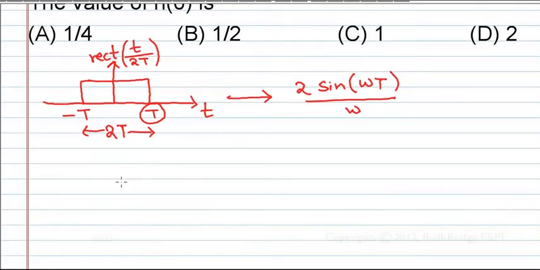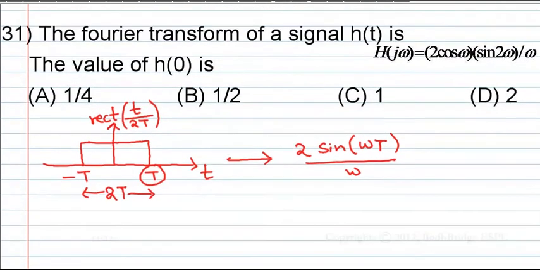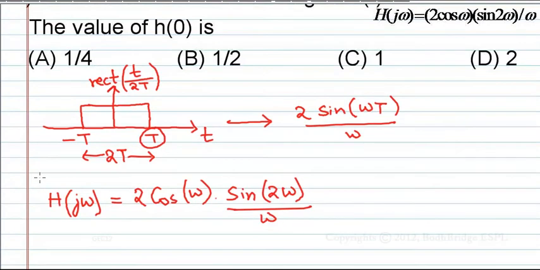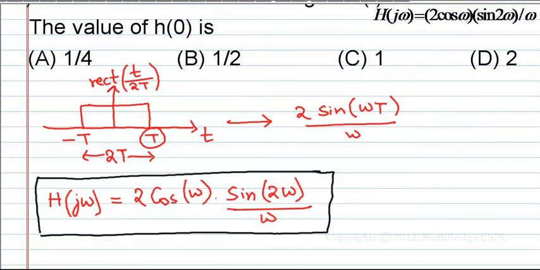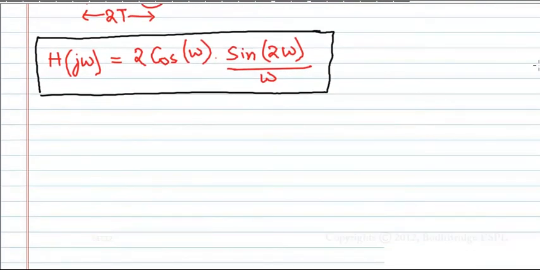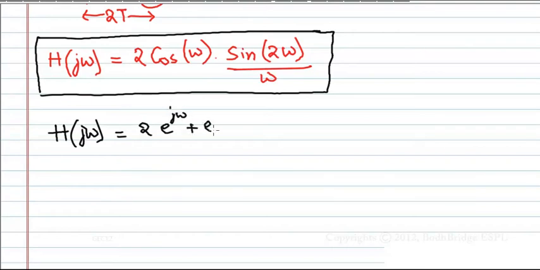Now understand here. What did he give? H of j omega is 2 sin 2 omega by omega. This is what he has given. Be sure with all the Fourier transform properties. Then you can solve any question. H of j omega I can write as 2 into (e power j omega plus e power minus j omega) by 2, and this into sin 2 omega by omega.